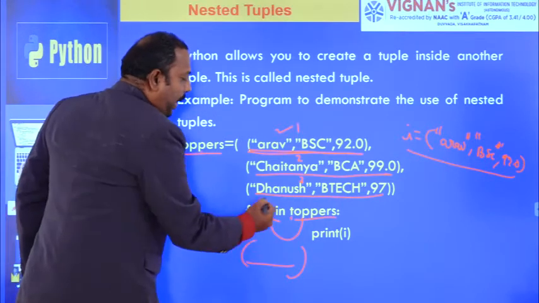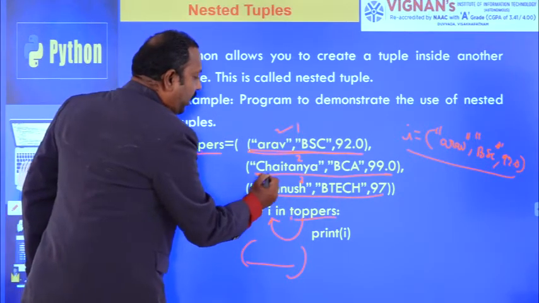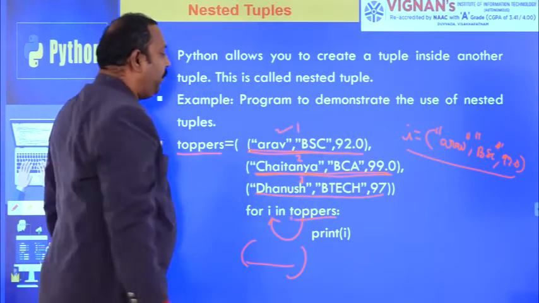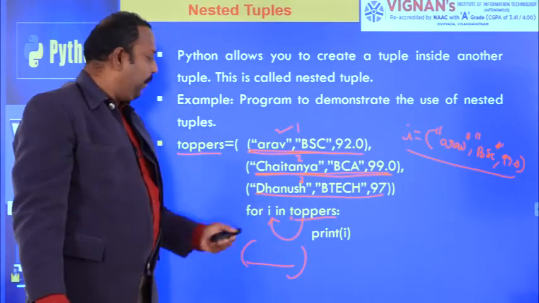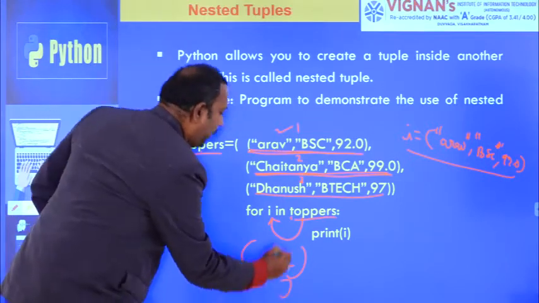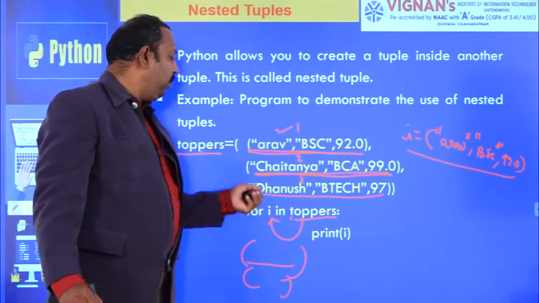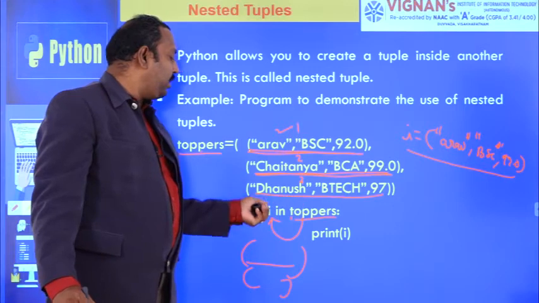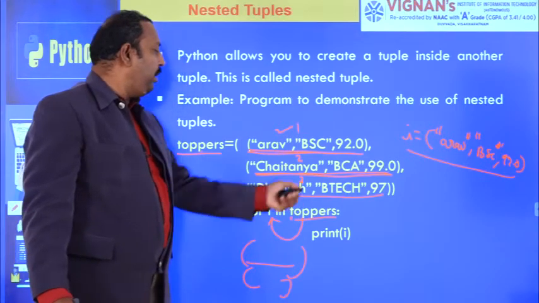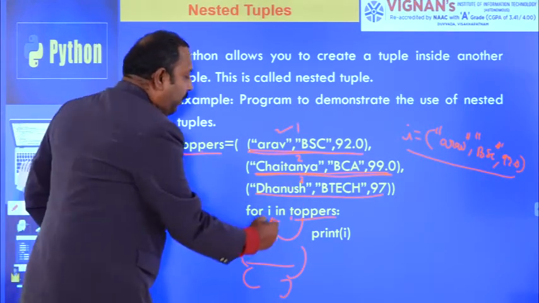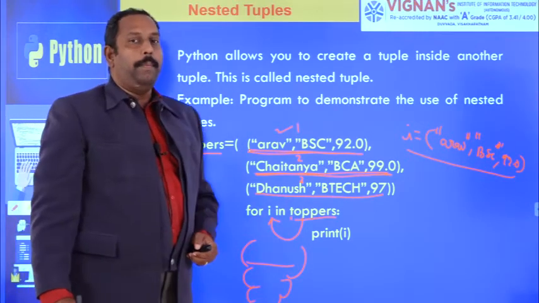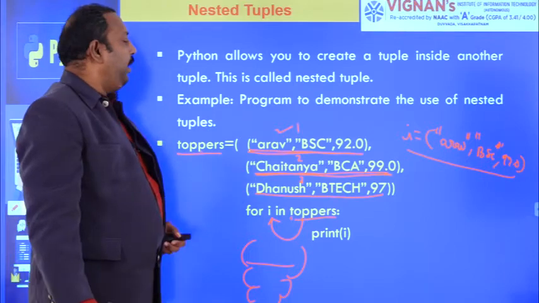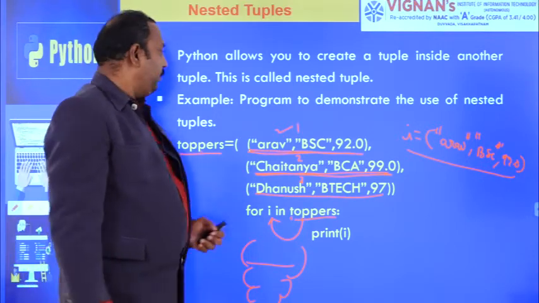Again the control goes back to the next element. The next inner tuple is Chaitanya BCA 99.0. That will be assigned to i. At print time, the second tuple will be printed. And next it will again go here and the next element will be assigned to i. What is the next element here? Dhanush BTech 97, that will be assigned to i, and at print time the third inner tuple will be printed. So like this we can use a nested tuple in Python.